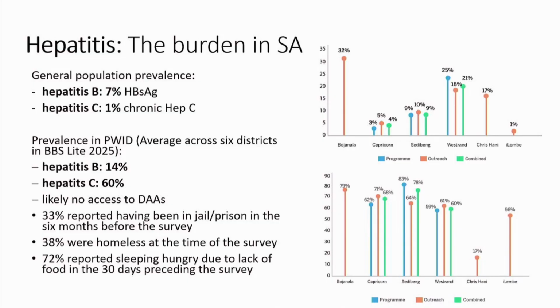There was also no question about needle sharing behavior, but just looking at a couple of socioeconomic indicators, where a third reported to have been in jail in the last 6 months, a third were homeless, and there was a very high prevalence of food insecurity, this suggests that needle sharing is likely a risk factor here.